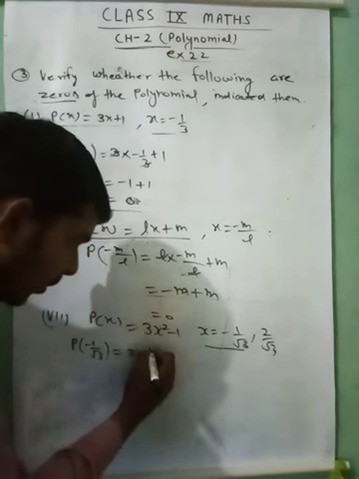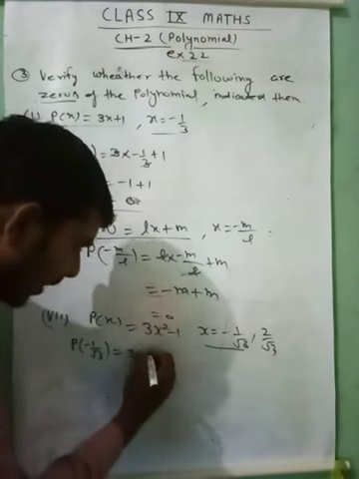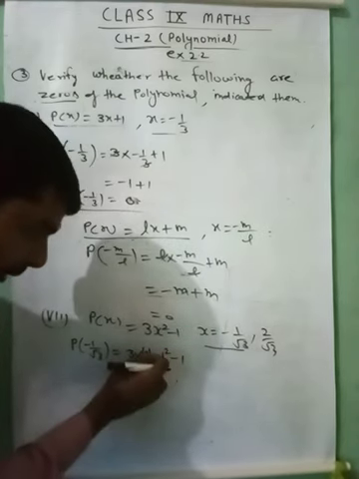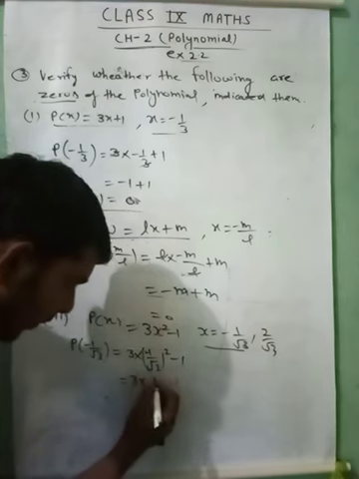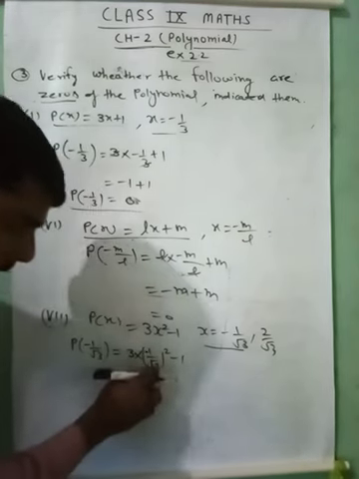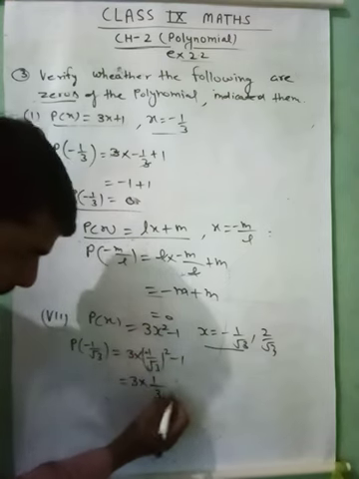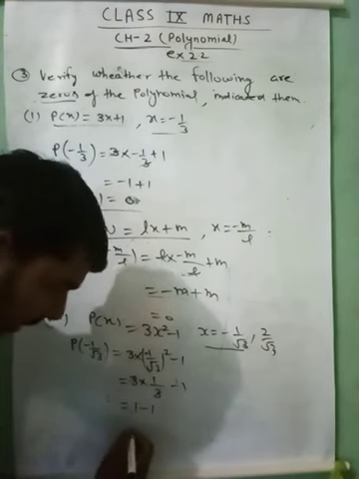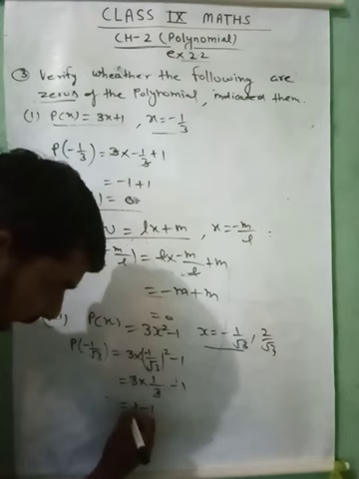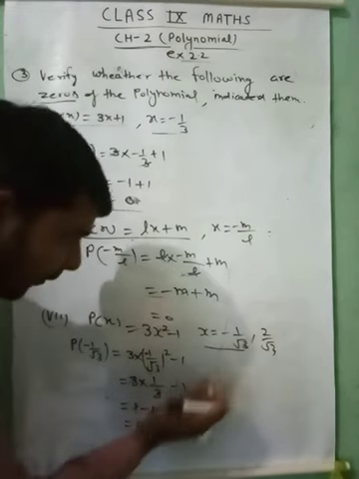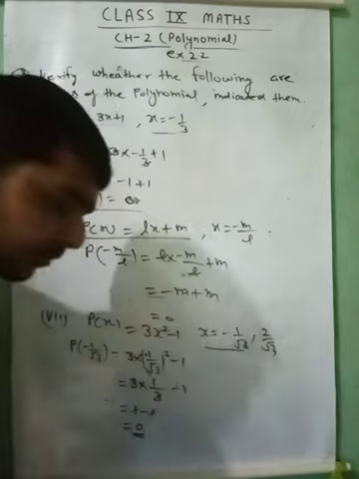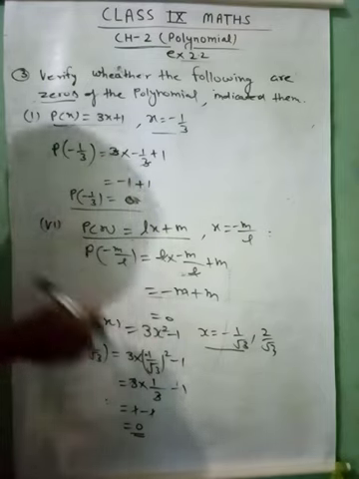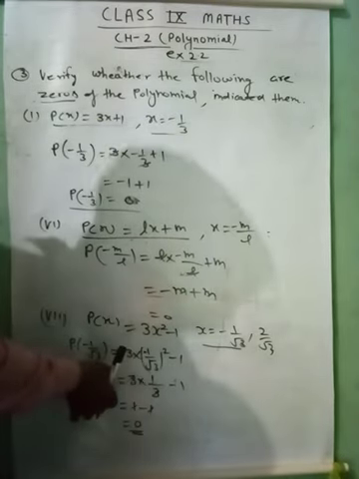It is 3 into (1 by root 3) whole square minus 1, and it is a square, so the sign will be changed. It means 3 into 1 by 3, so it will be minus 1. This will cancel, so it is 1 minus 1. Positive sign, negative sign, both will cancel, 0. We know that when we put x is equal to minus 1 by root 3, the value of this equation is 0. So it is verified. So it is a zero of this equation.